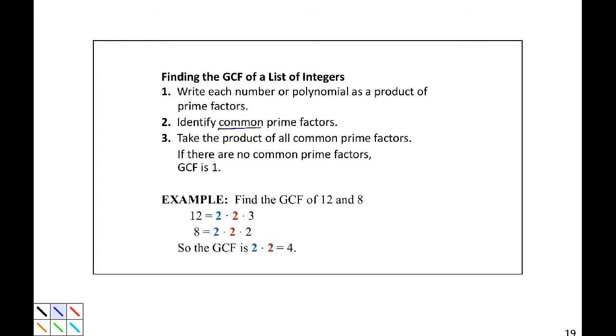So we have an example. Find the GCF of 12 and 8. Well, in this example, 12 can be written as 2 times 2 times 3. Verify that with a factor tree if you'd like, but 2 times 2 times 3. And 8 can be written as 2 times 2 times 2. Well, if we look for common factors, we have a 2 and a 2 in common. 2 times 2 is 4. Therefore, the greatest common factor is 4.